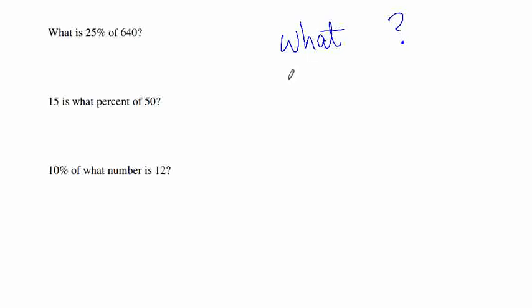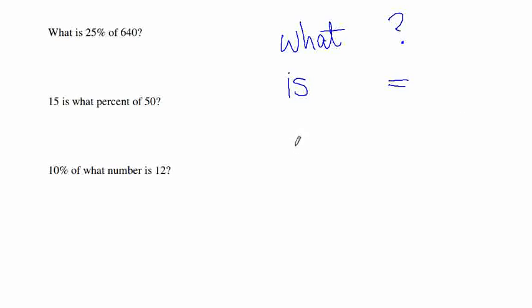Now, when you see the word is, I want you to replace it with an equal symbol. So think about the sentence 1 plus 1 is 2. Isn't that the same thing as 1 plus 1 equals 2? So that's why that symbol will work.